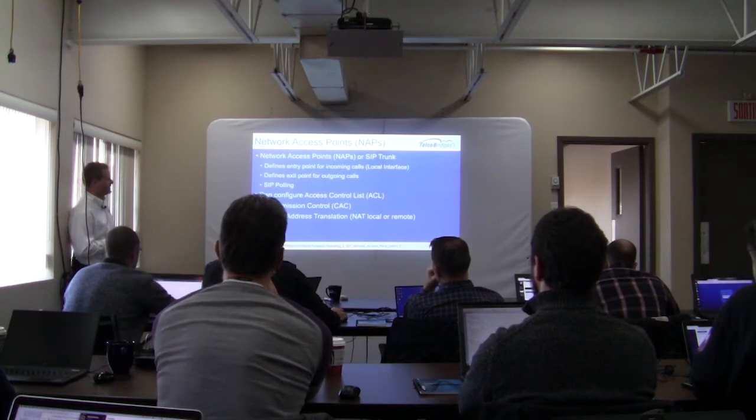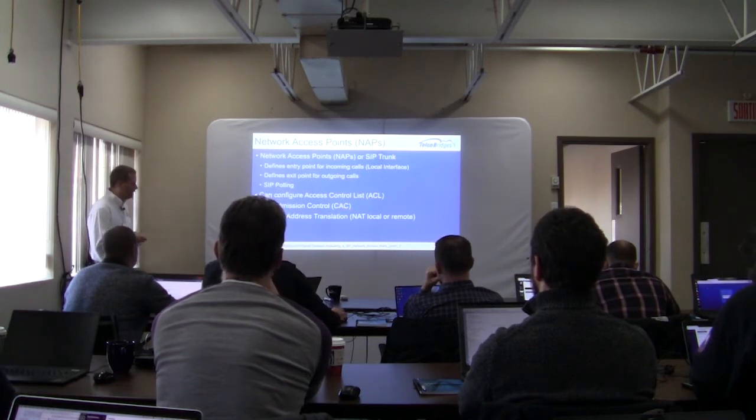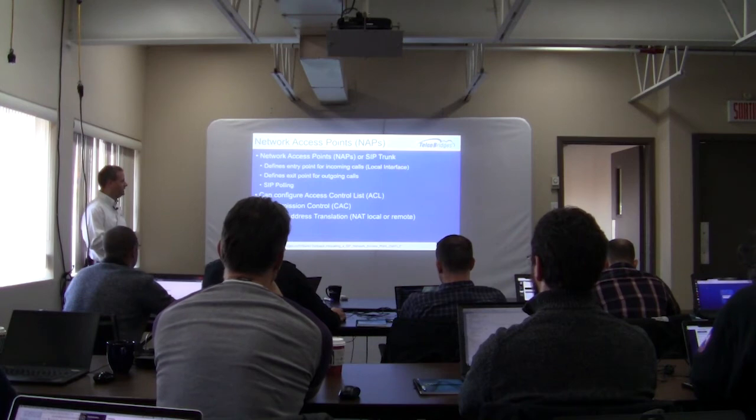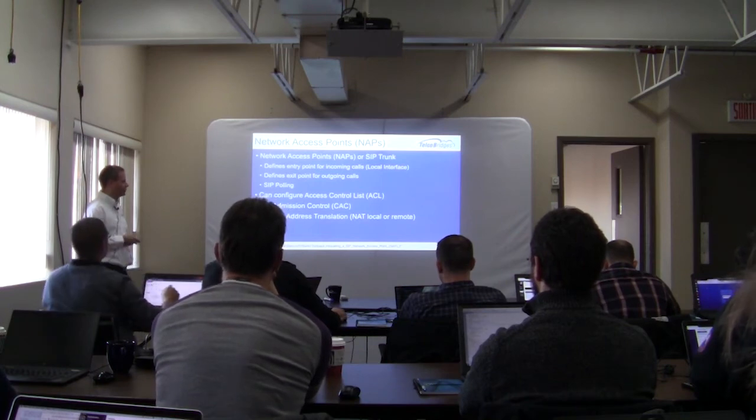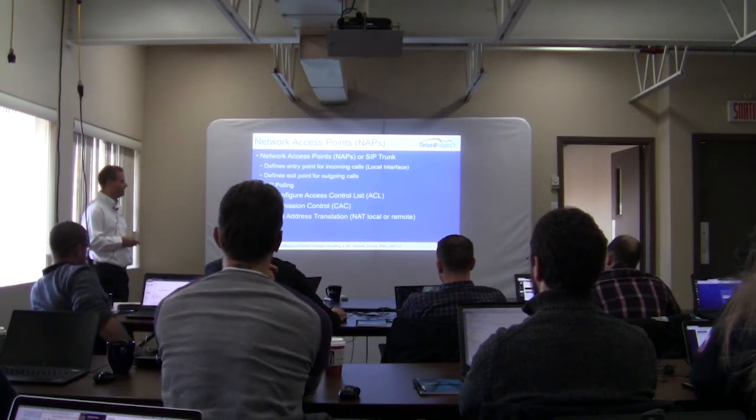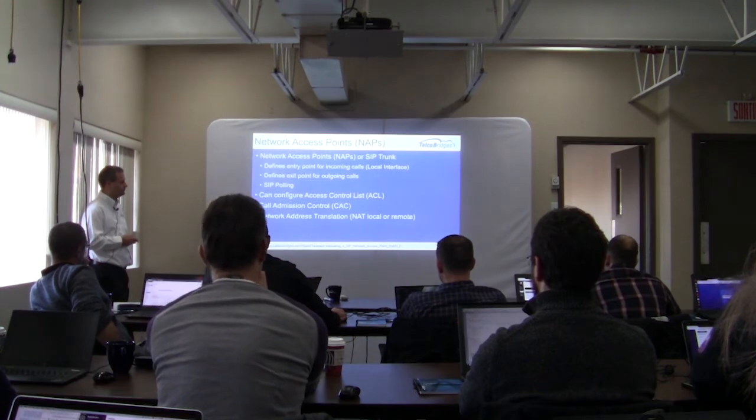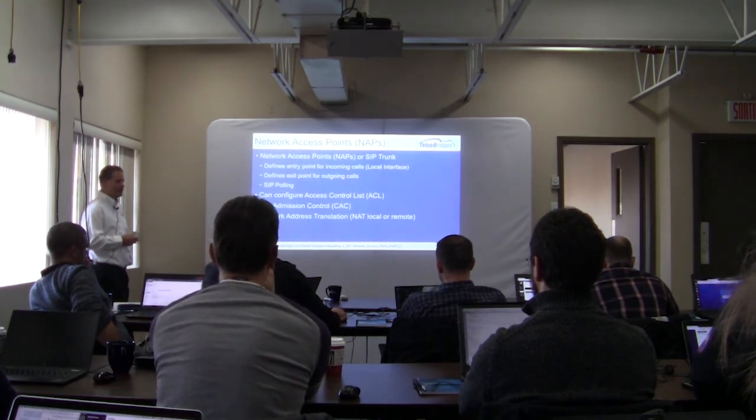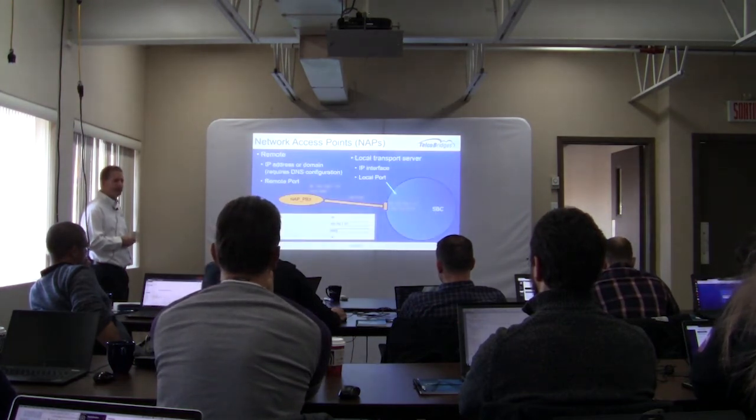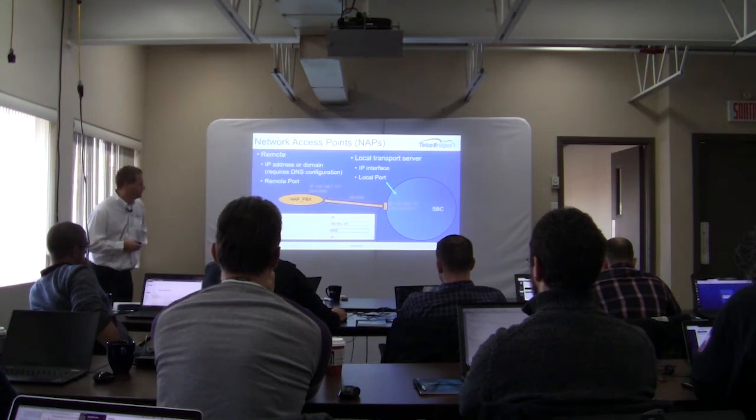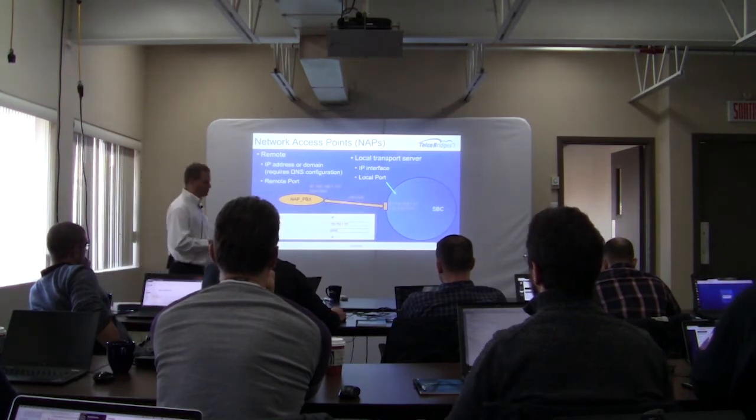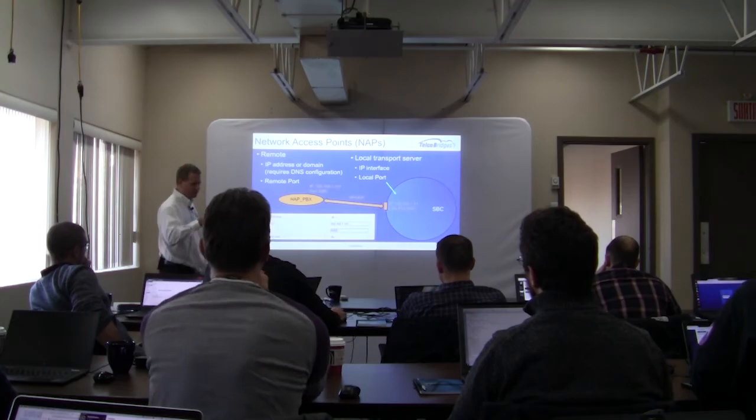You can configure the access control list. I'll show you that a little bit. We're going to go through this in a second. Call emission control. So number of incoming call rate in the system for this particular NAP. And you also configure the NATing here. NATing, actually, we think it's more for RTP, but we also have the configuration for SIP.